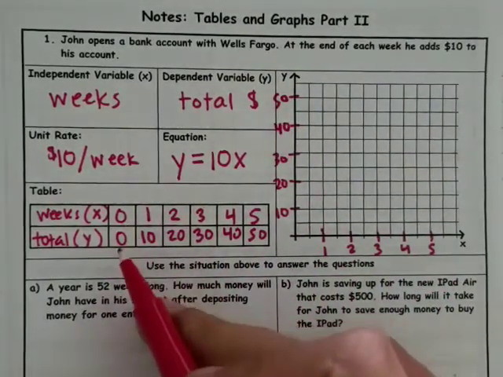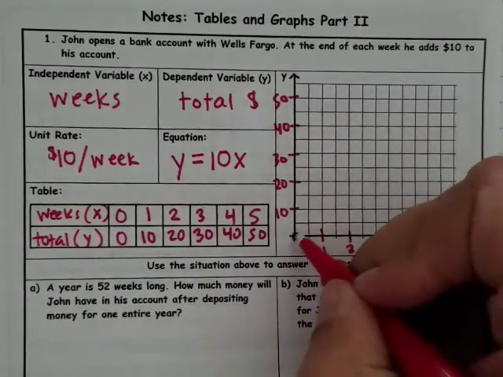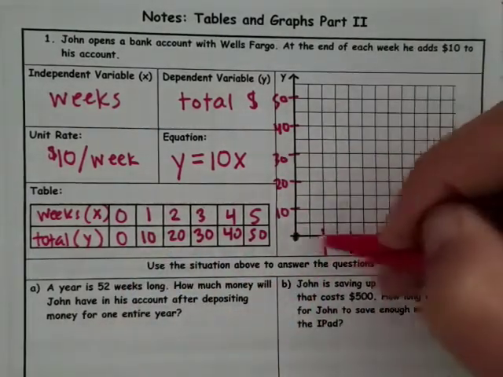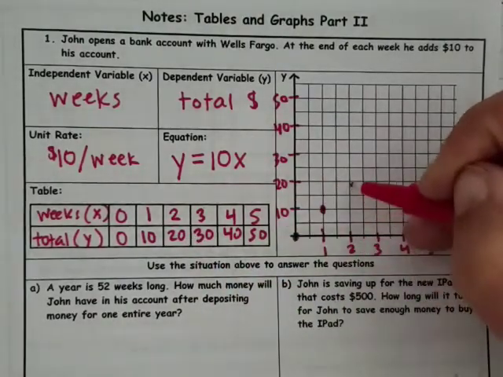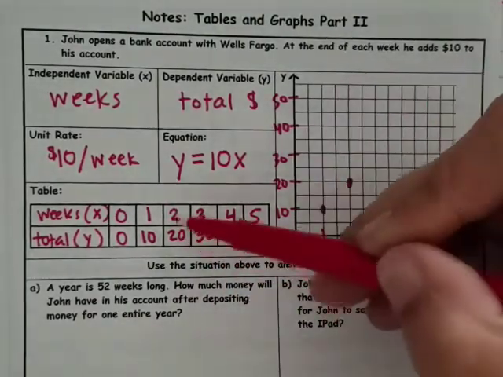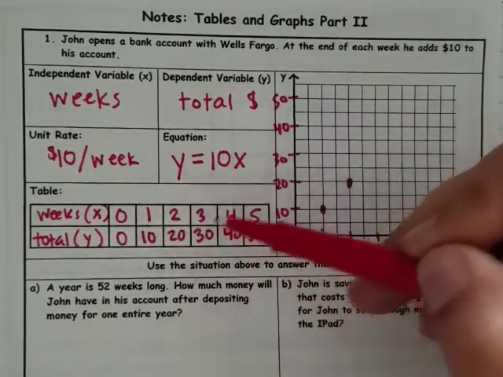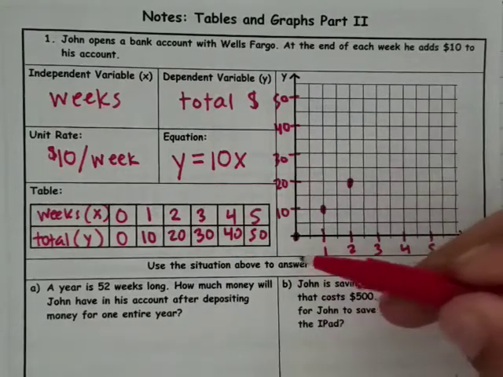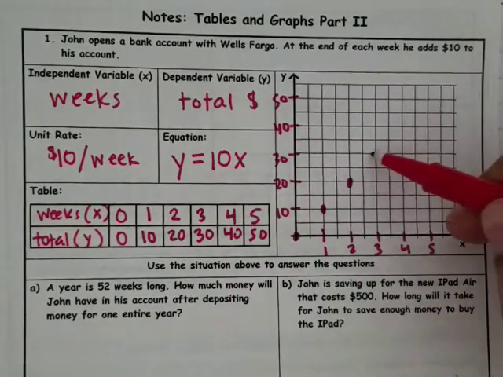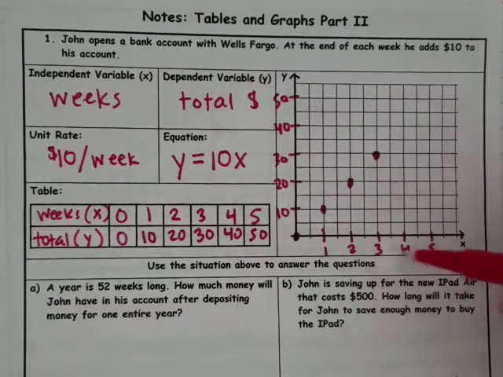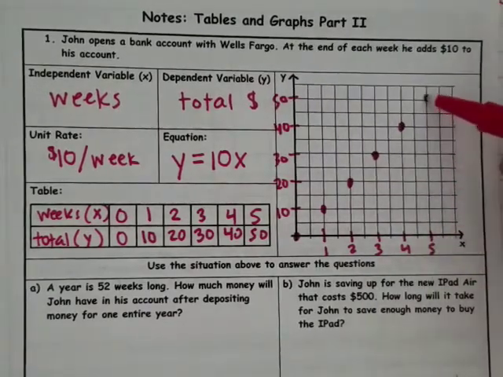So if I save for 0 weeks and I have $0, that's going to go here. 1, 10, so over 1 up 10. 2, 20, so over 2 up 20. And I'm getting these ordered pairs right here. So this was 1, 10, 2, 20, 3, 30. So over 3, that's my 3 weeks. 3 weeks gives me $30. 4 weeks gives me $40. 5 weeks gives me $50.